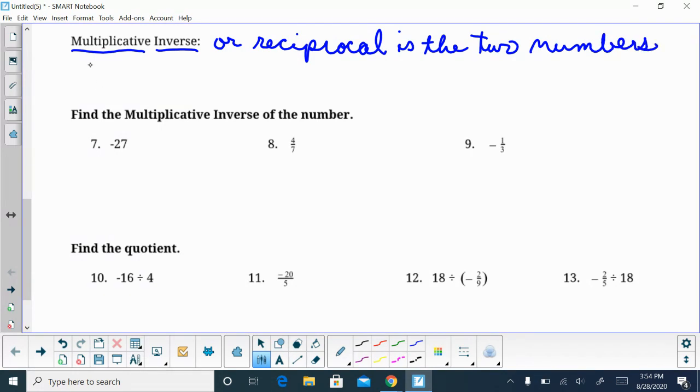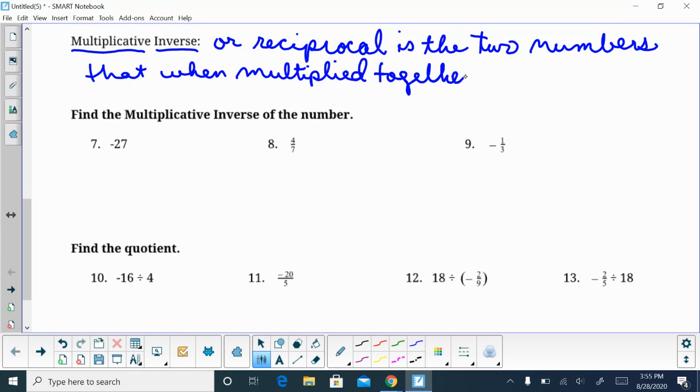Two numbers that when multiplied together result in 1. So the multiplicative inverse, or reciprocal, is the two numbers that when we multiply them together, we get an answer of 1. So let's work on problem 7, 8, and 9.